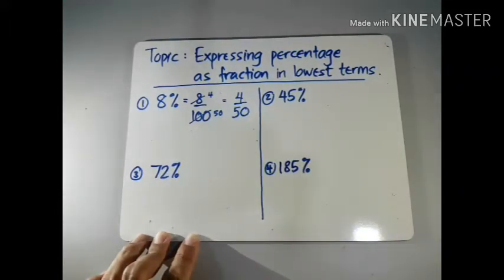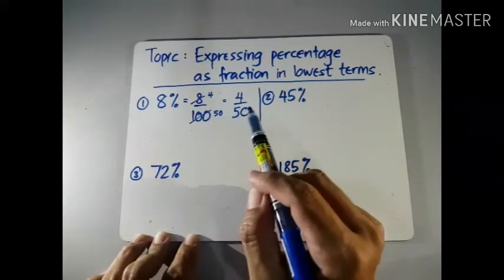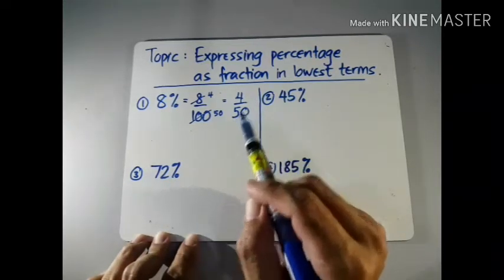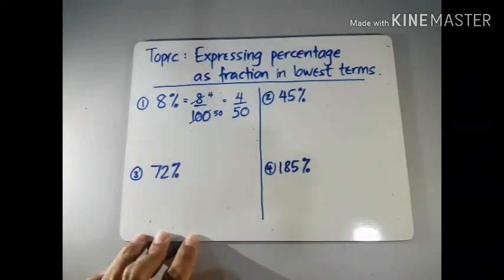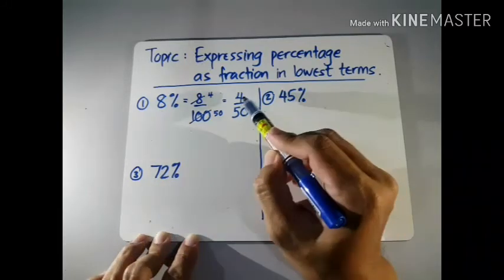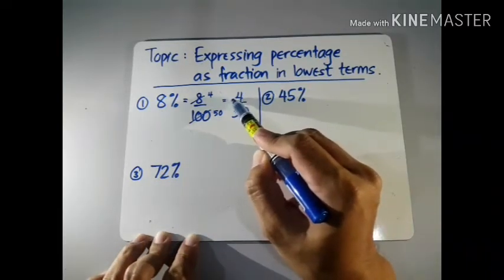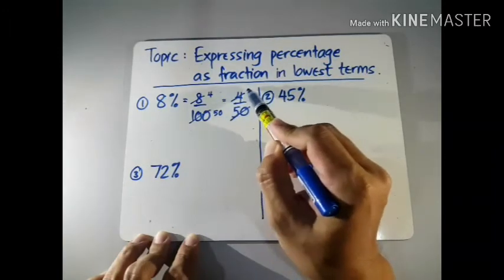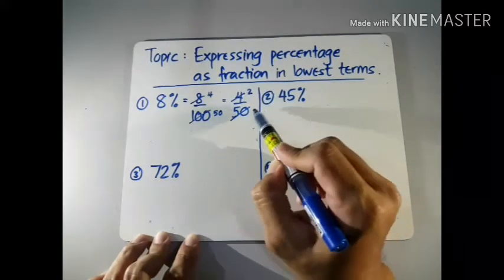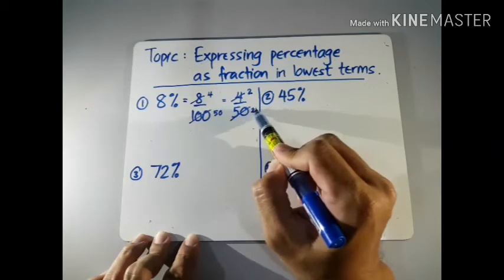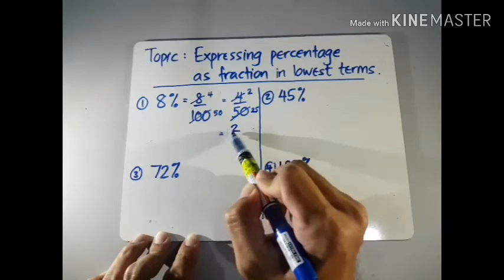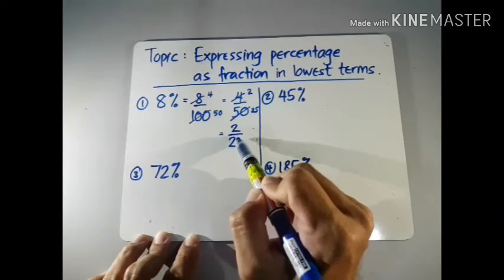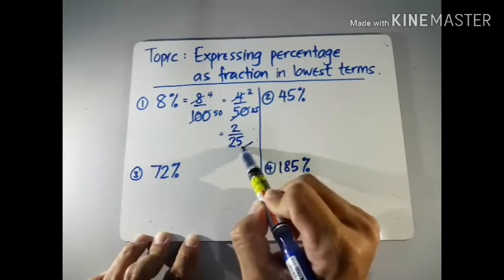Do we end there? So you always check whether your answer can be made into smaller one again. So let's take a look here. 4 and 50 both can still be divided by 2. So again, we do that. 4 you divide by 2 to get 2, and then 50 you divide by 2 to get 25. So you get the answer 2 out of 25 as our final answer. Okay.